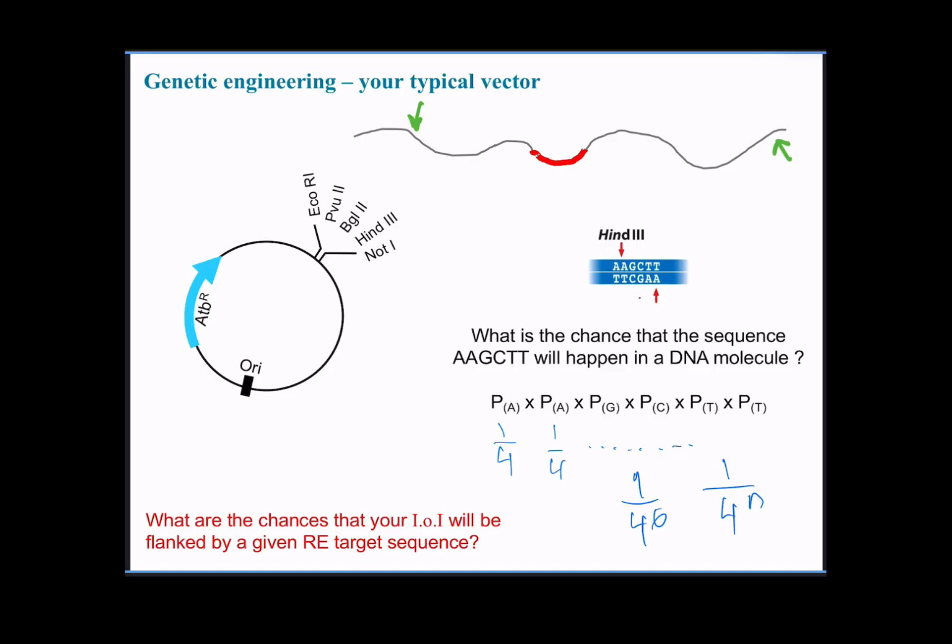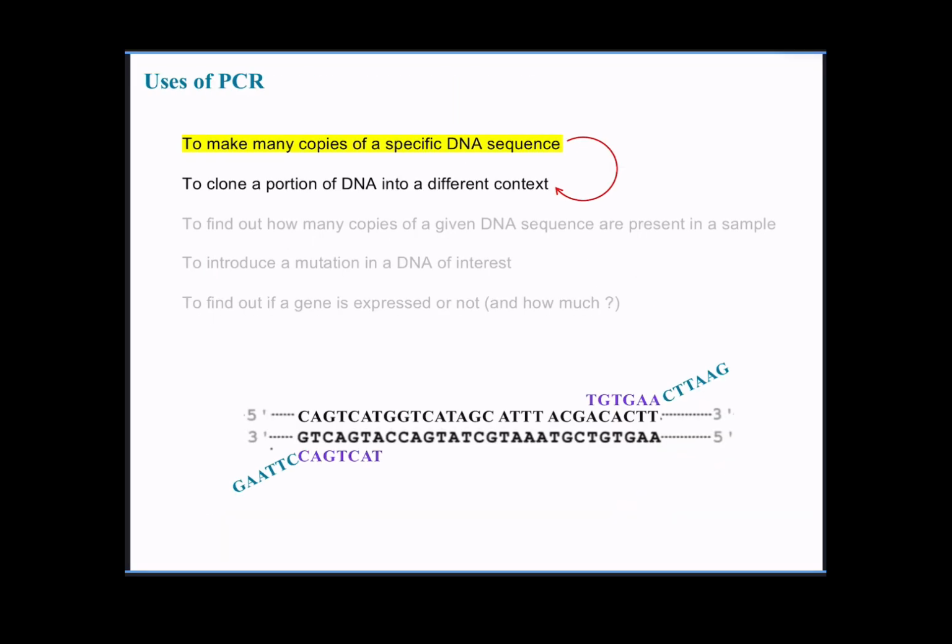So what are the chances that your insert of interest will be precisely flanked by a given restriction enzyme target sequence? They're low. They're low. So that's where we bring in PCR again. And I'm going to walk you through this process by which we can use PCR to clone a portion of DNA into a different context. This was one of the uses that we listed on Tuesday, but we didn't go through.